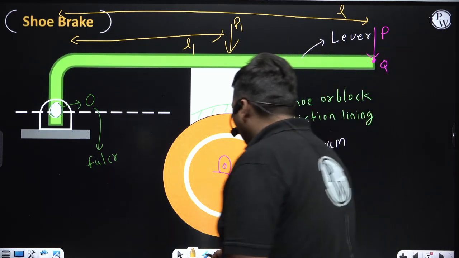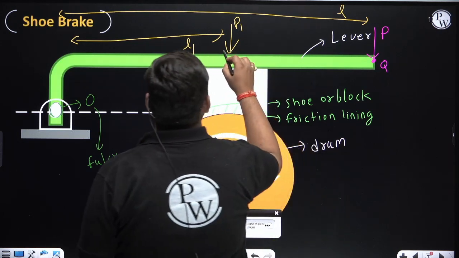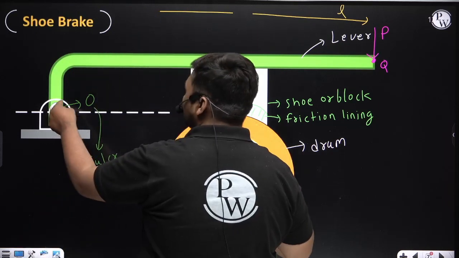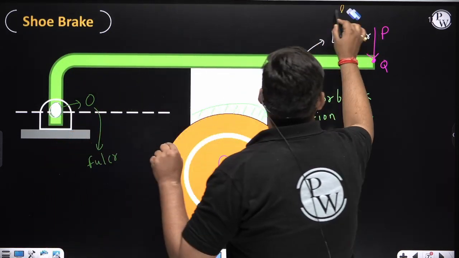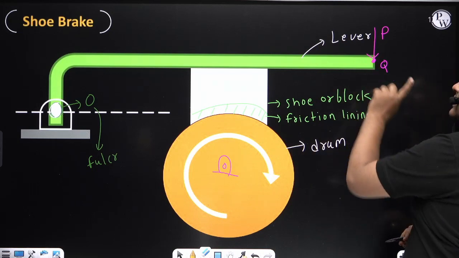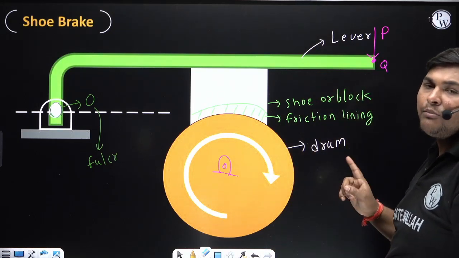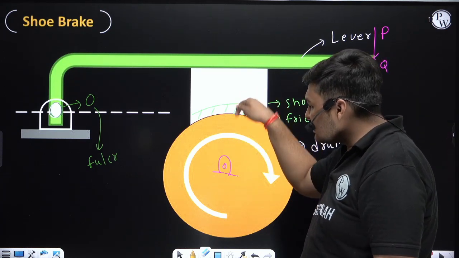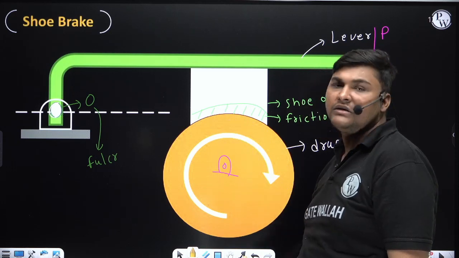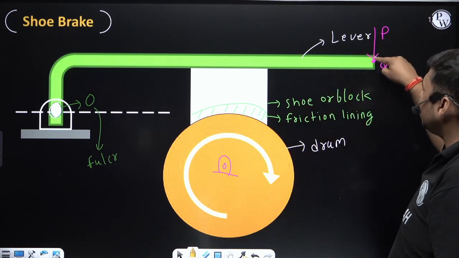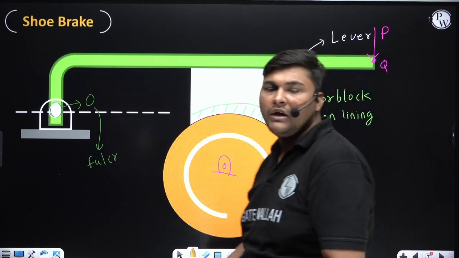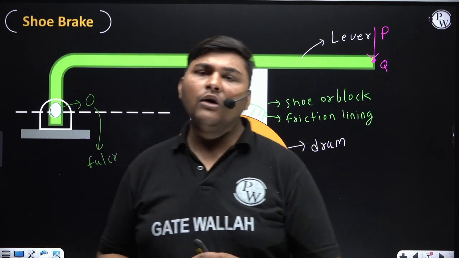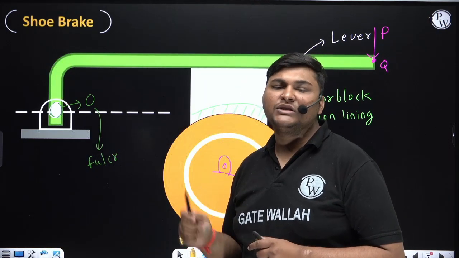So now you need to remember this: the location at which we apply braking effort will be farthest from the fulcrum O, which in this case is point Q. That's why we are applying braking effort at this point Q. Now the direction of braking effort should be such that it tries to move this shoe in this direction, which will create pressure between shoe and drum. For that we need to apply braking effort at this location in the downward direction. And this P is known as braking effort. So this is a brief introduction about shoe brake. Now we need to discuss the detailed analysis of shoe brake.